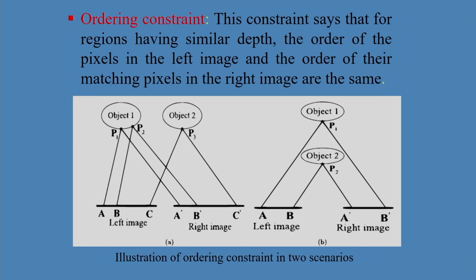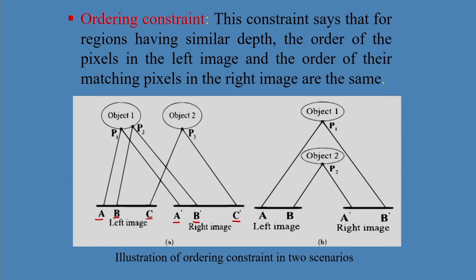Why is it fulfilled? As the points A, B and C and their corresponding matching points A dash, B dash and C dash follow the same spatial order. That means here I am considering A, B, C in the left image, and A dash, B dash, C dash in the right image, and they follow the same spatial order. That is the ordering constraint.